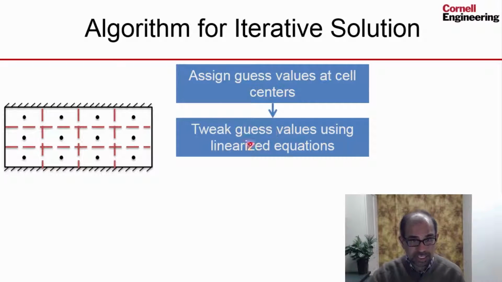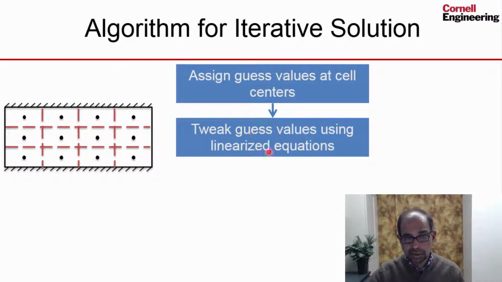And we would tweak these guess values, or correct these guess values, using the linearized algebraic equations. And that's where the discretization would come in. And so we would go to each cell and tweak those guess values, and if I'm tweaking the guess values for that cell, it would involve the values at the neighboring cells.